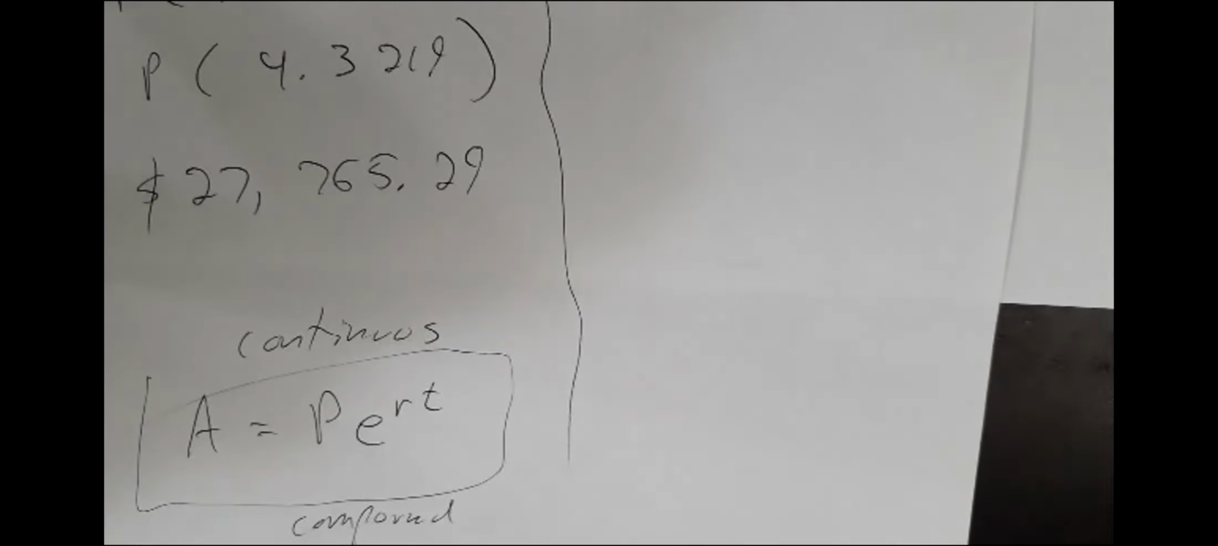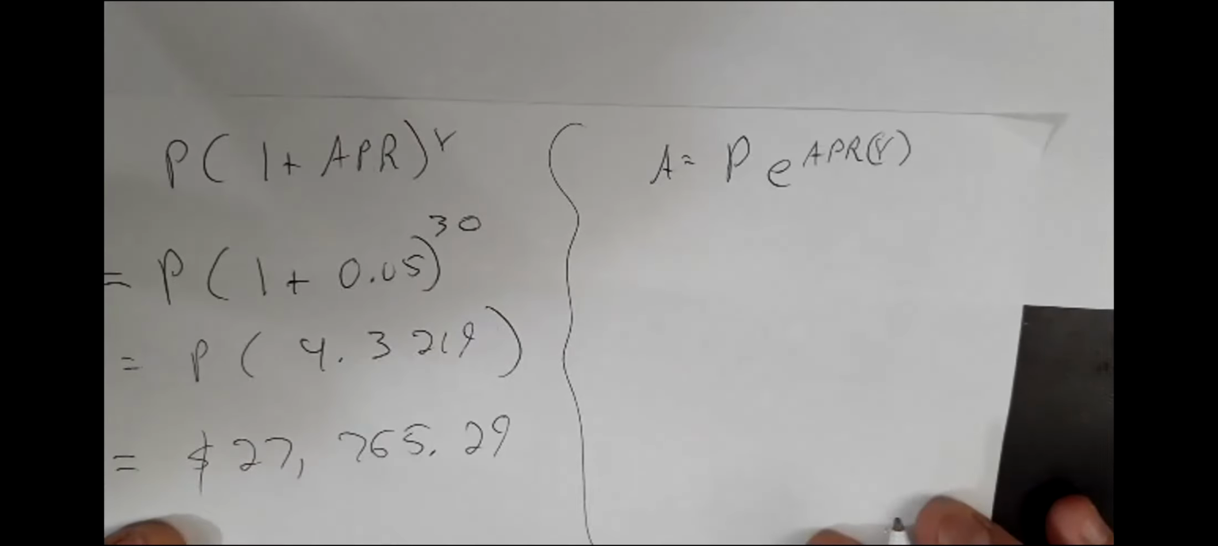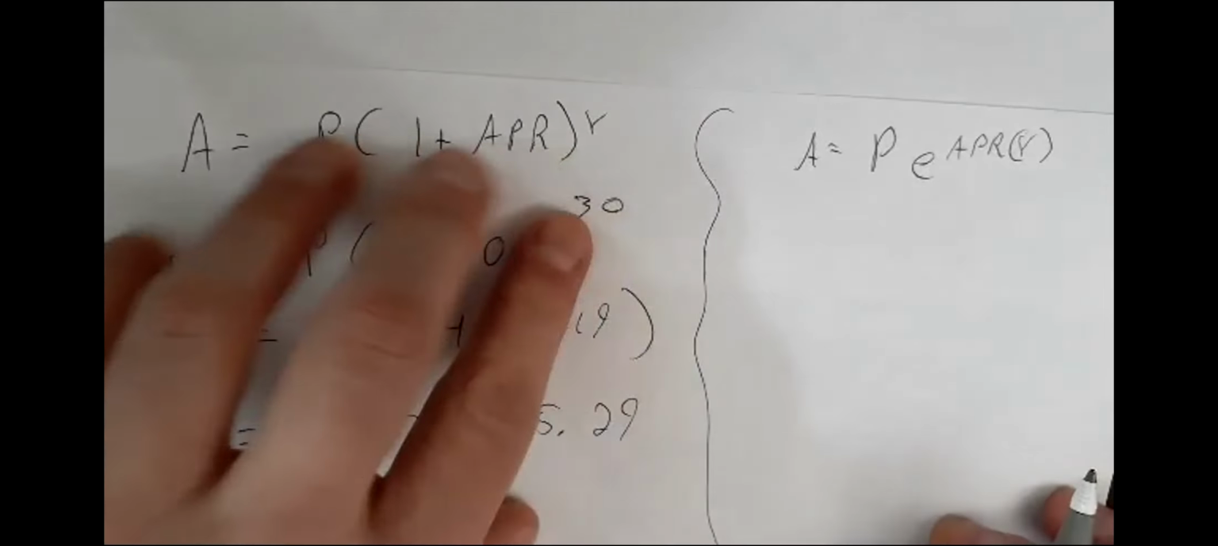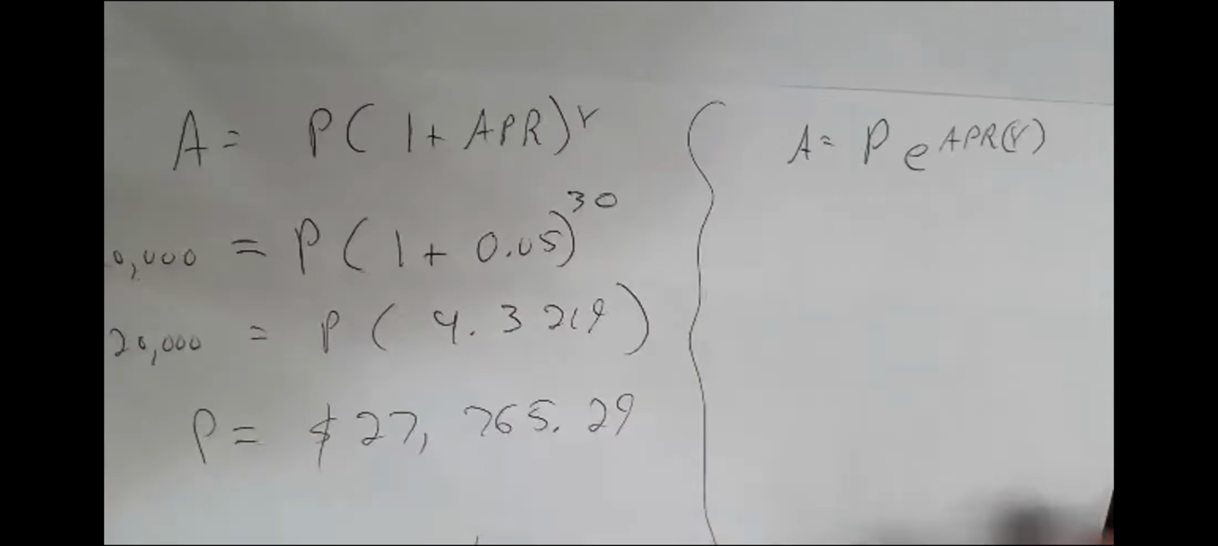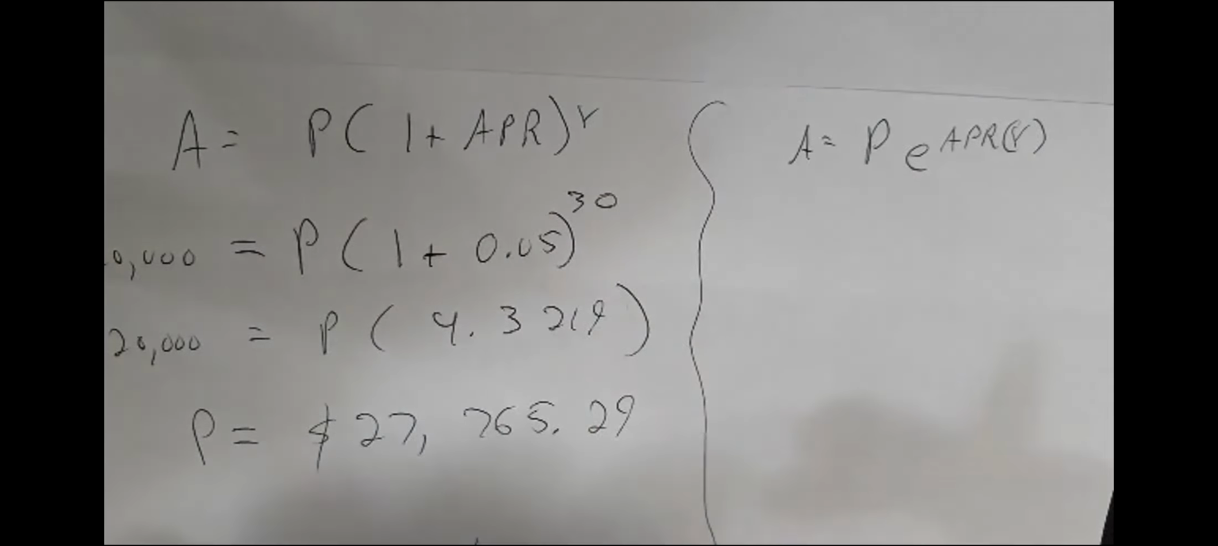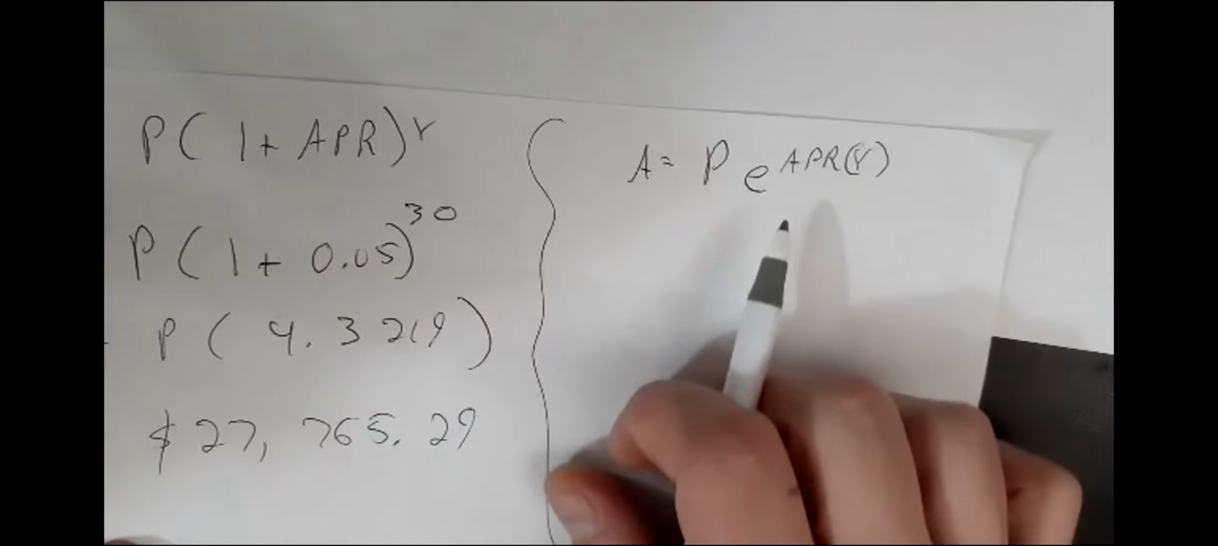So anyway, compounded once per year, this should be the first thing that pops in your head. Compounded more than once per year should have the things with the n's in it, right? Continuously compounding, here we go.